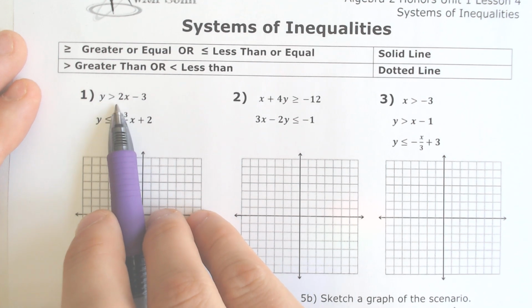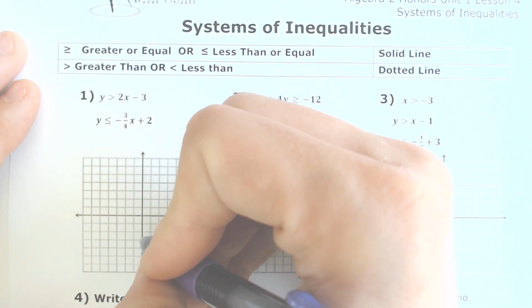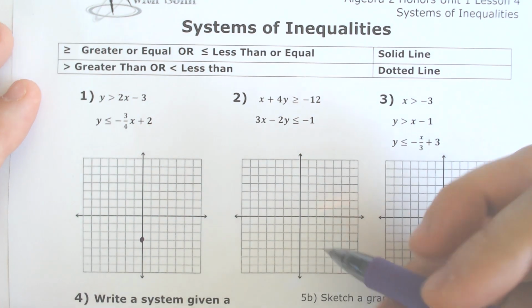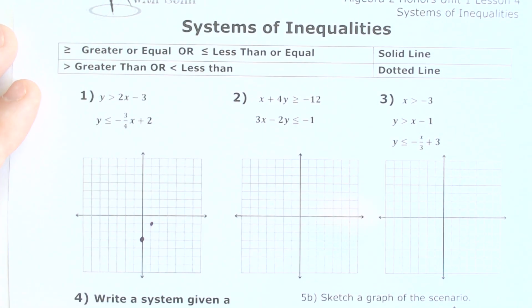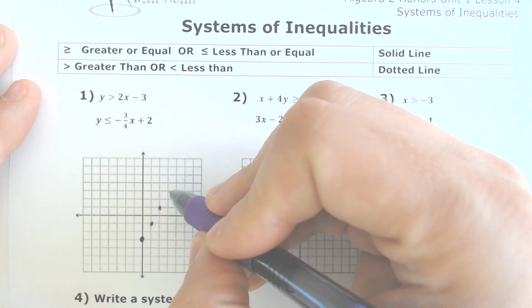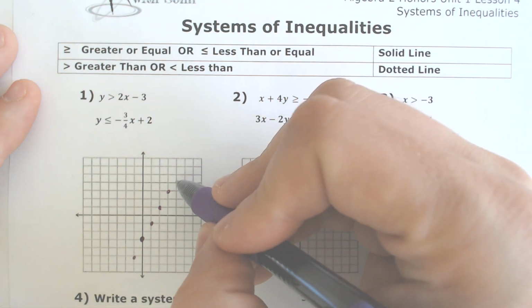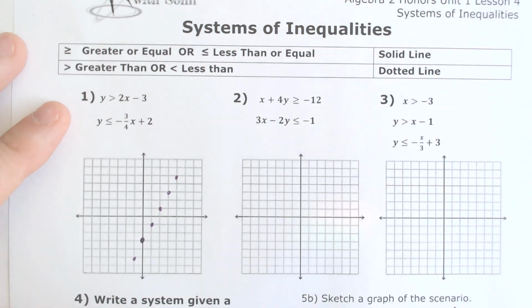We have y is greater than 2x minus 3. So we're going to plot the y-intercept at negative 3: 1, 2, 3. And then we have to go up by 2 and over by 1. We have to be careful because it doesn't have an equal to symbol here. This is going to be a dotted line or a dashed line, both of which are acceptable. So there we go. I do not want to color it in.